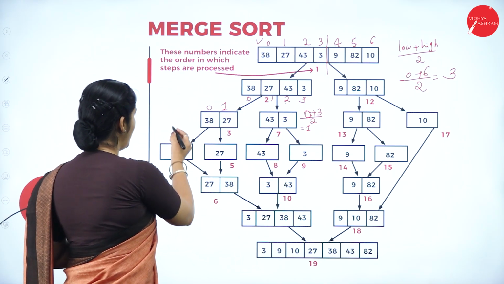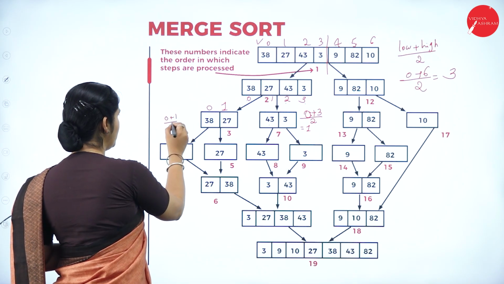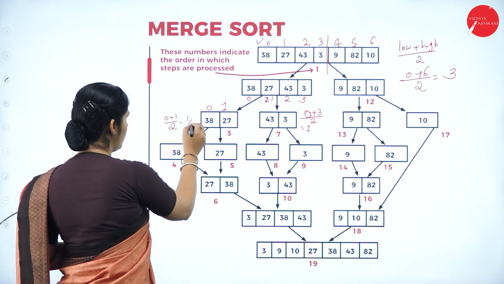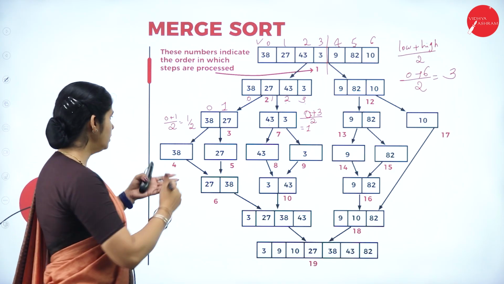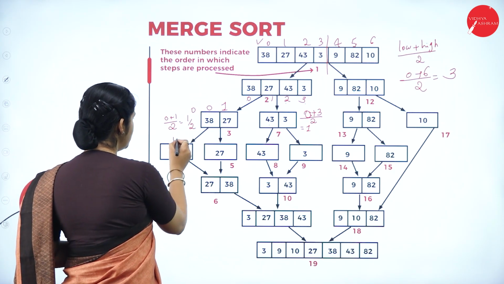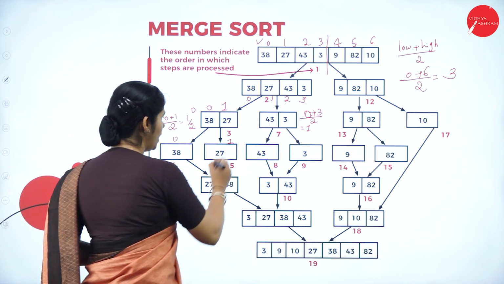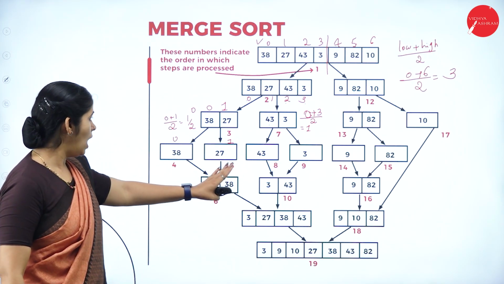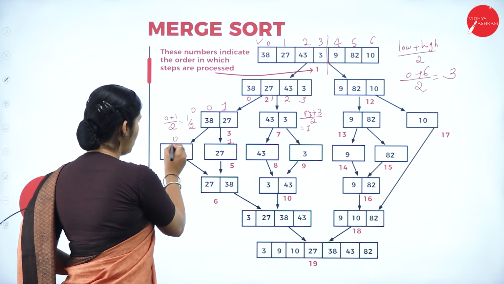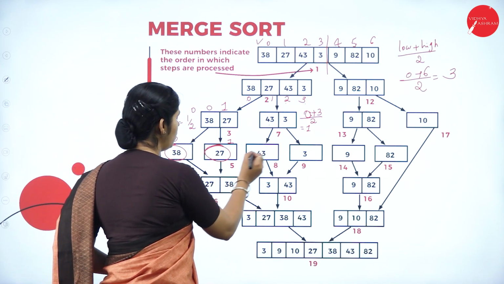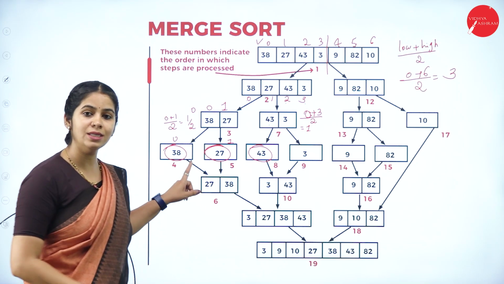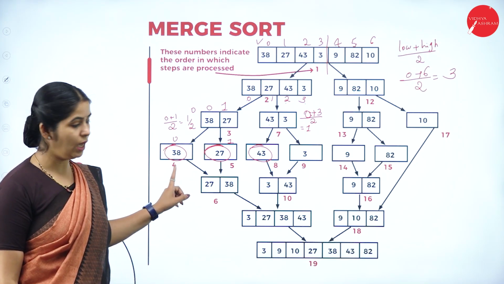Now I have to divide this: 0 plus 1 divided by 2, that is 1 by 2, which cannot be done, so the value is 0. 0 will be in the first half of the array and 1 will be in the second half of the array, right? So now we have reached the atomic value stage. A single element is there in the array.